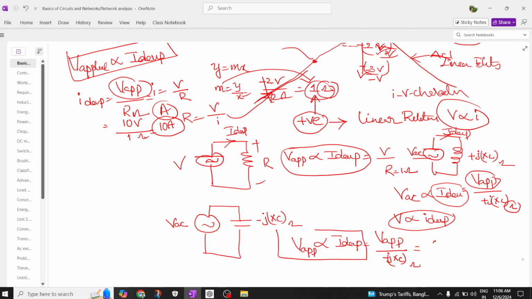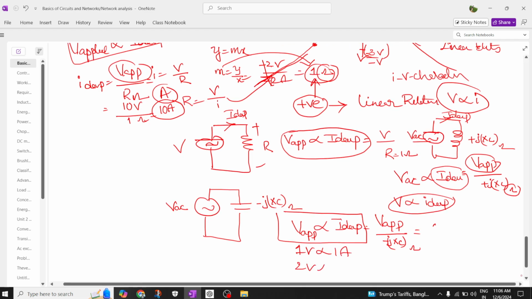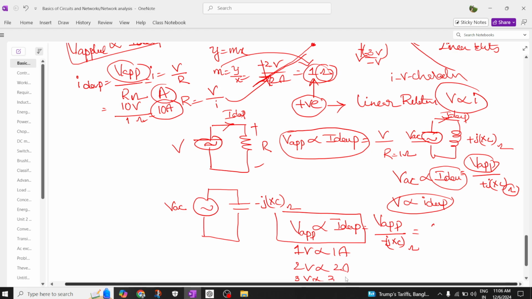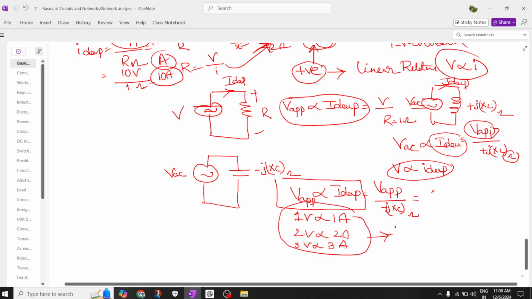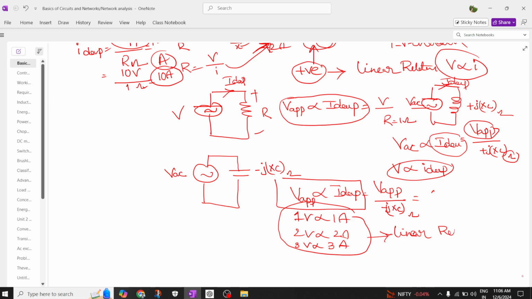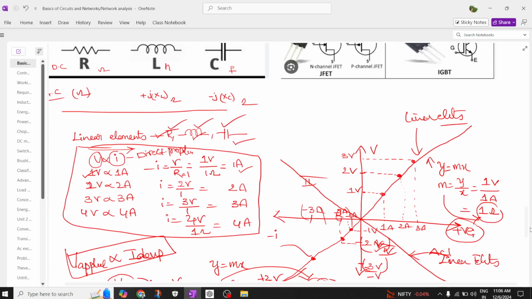Therefore, for the relationship I already discussed, 1 volt you apply, current developed is 1 ampere. 2 volts you apply, current developed is 2 ampere. 3 volts you apply, the developed current is 3 ampere. The relationship between these components, applied voltage and developed current, is a linear relation. They exhibit a linear relationship between applied voltage and developed current. Therefore, these elements are linear elements. Therefore, an example of linear elements is the resistor.